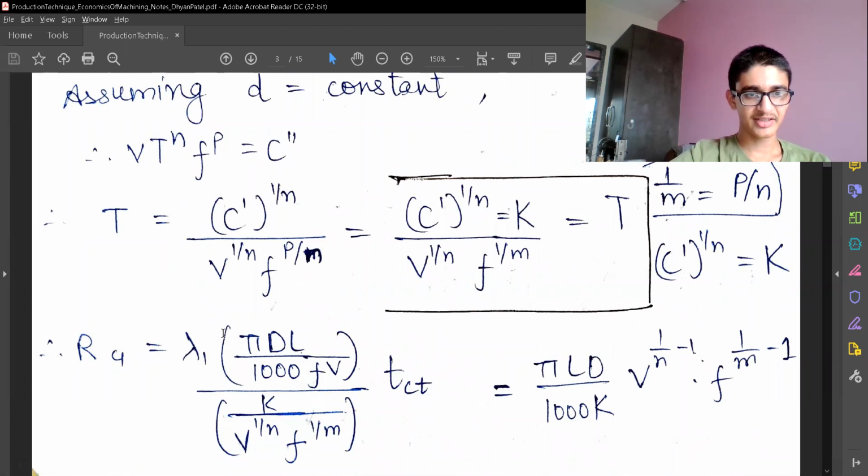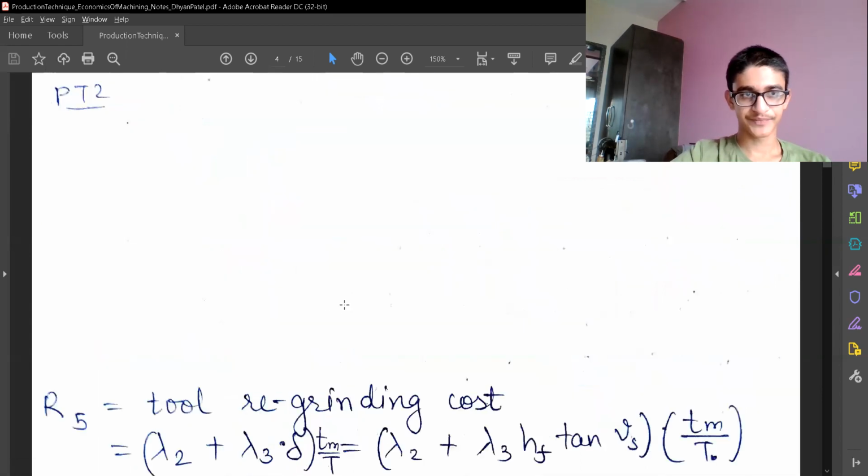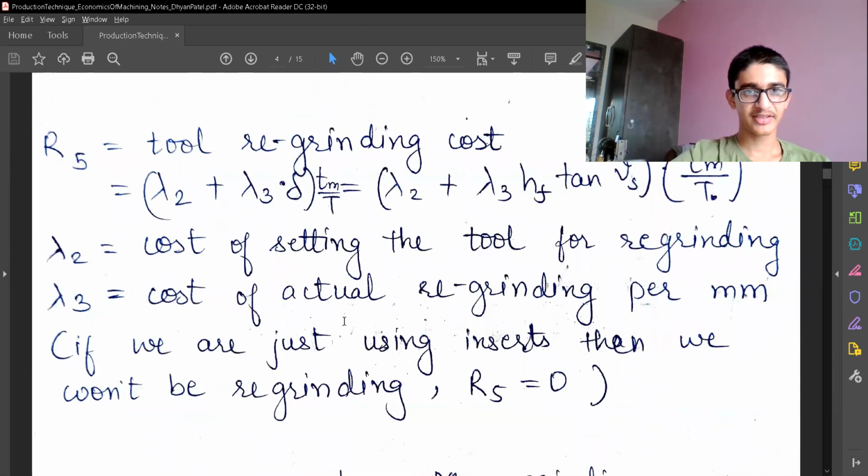So lambda 1, this was the machining time for turning operation. So I'm going to take this example for turning operation itself. And this was the time, total tool life. So I have just substituted there, and the feed and velocity, those two are common. So I've taken them, and this is the final equation which we have, which is having velocity and feed rate as the factors. Now let's come to R5, that is tool regrinding cost.